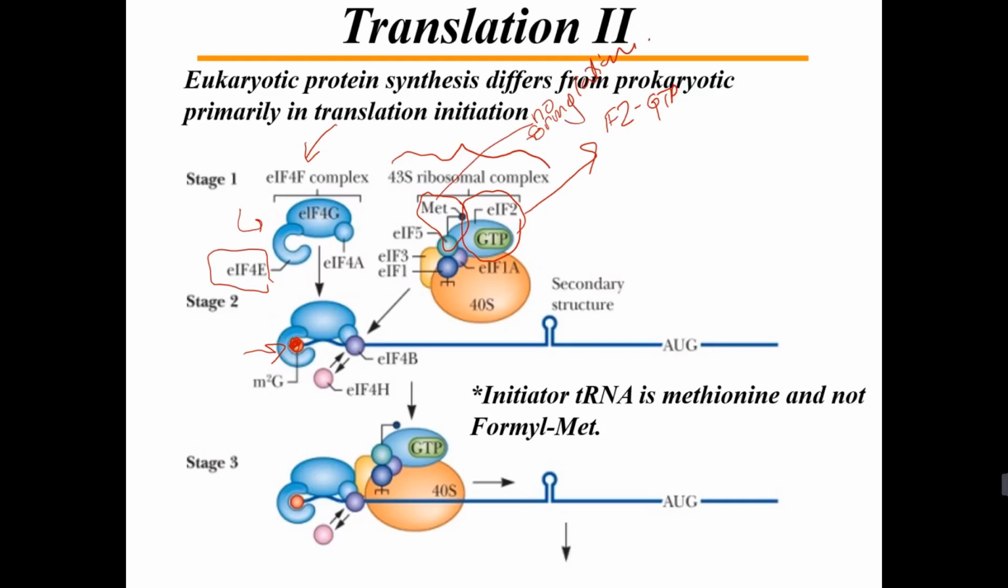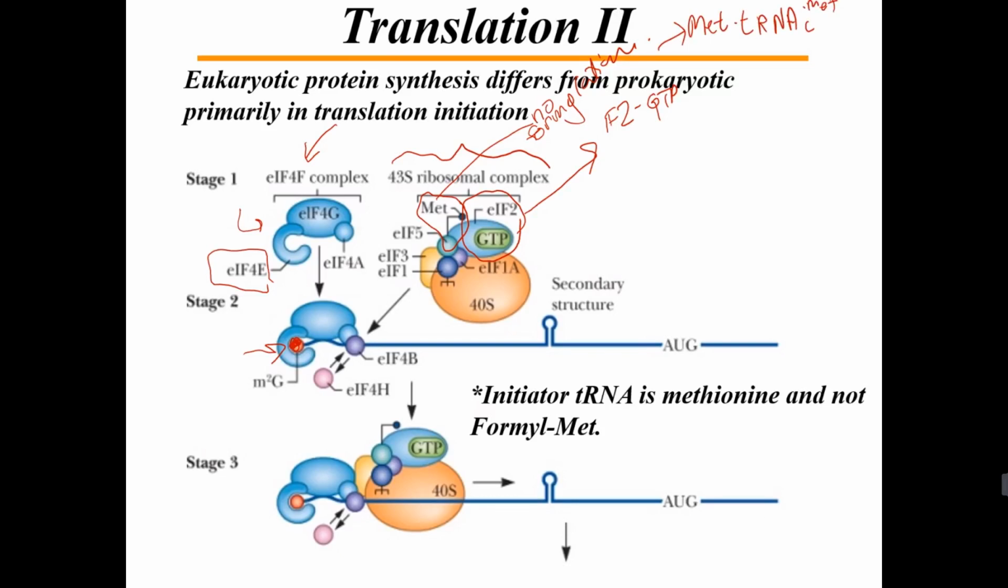However, as in prokaryotes, there is a special tRNA that participates in initiation, and this aminoacyl tRNA is typically called Met tRNA i, for initiator, with our Met here. But again, major difference: there's no formylation on the methionine.